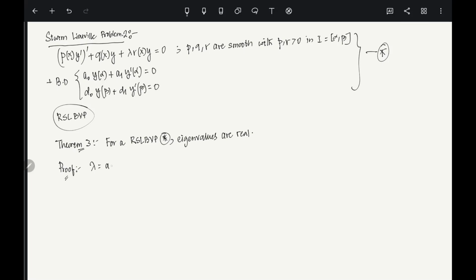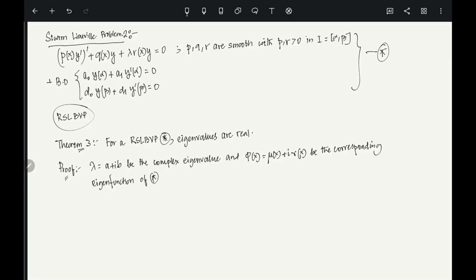If they are not real, let's start with complex eigenvalues. Let λ = a + ib be the complex eigenvalue of star, and let the corresponding eigenfunction be φ(x) = μ(x) + iγ(x), the corresponding eigenfunction of star. Okay, so then what do you have?